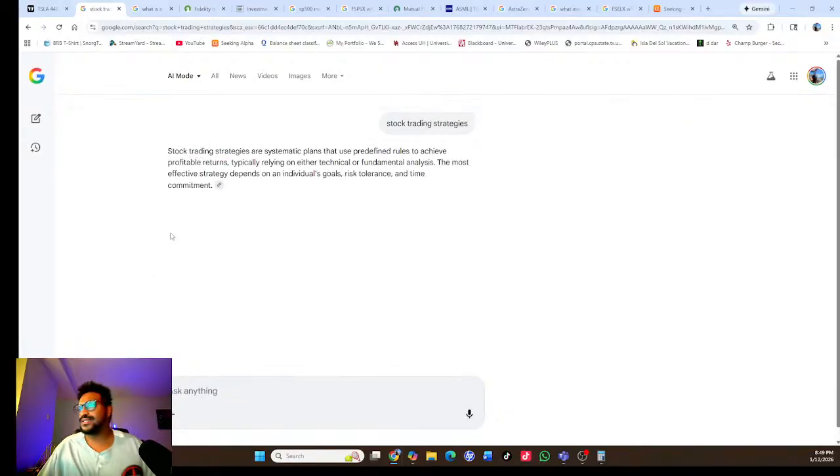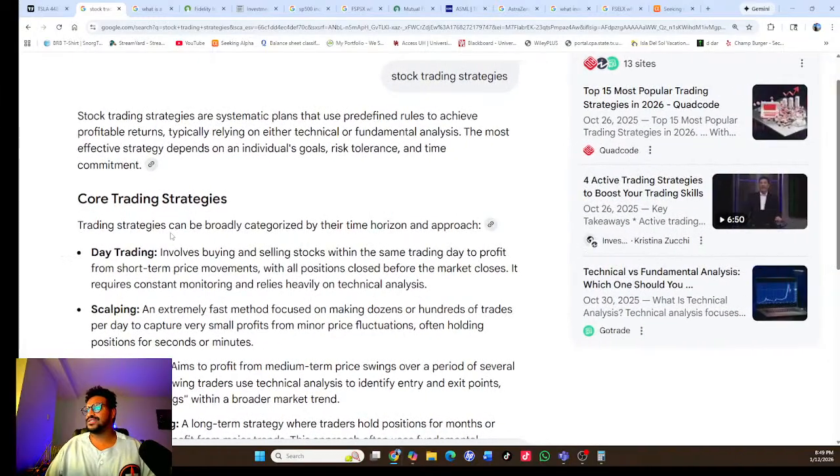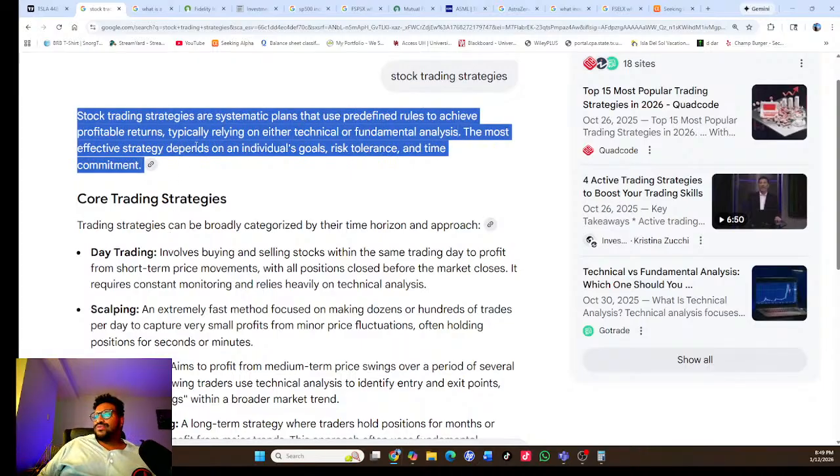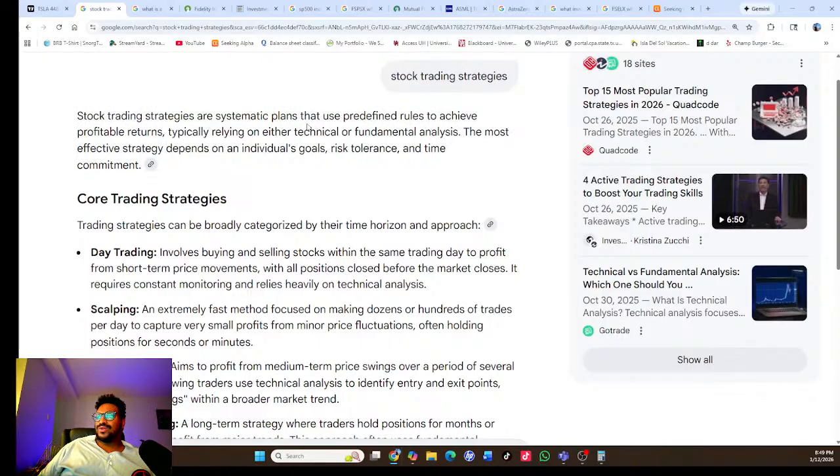Let's see. Stock trading strategies are systematic plans that use predefined rules to achieve profitable returns, typically relying on either technical or fundamental analysis. Okay, so technical analysis, what does that mean? They're looking at where the price has been, where it's been high, where it's been low, where it's trending, if it's trending up or down, that kind of thing, right? The most effective strategy depends on individuals' goals, risk tolerance, and so on.